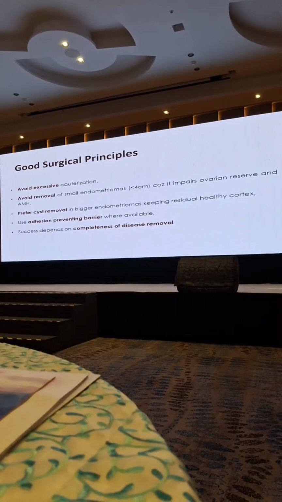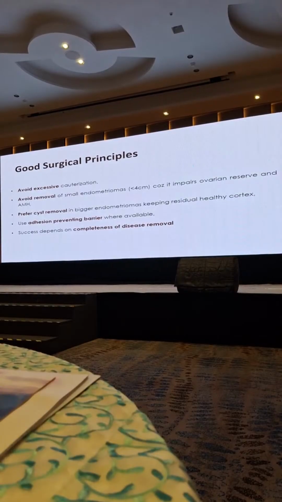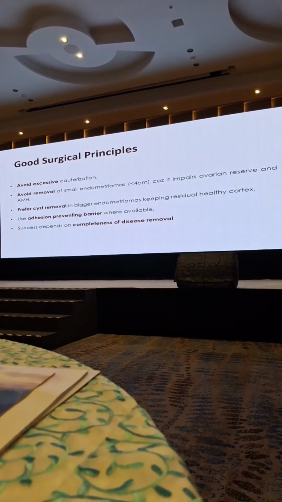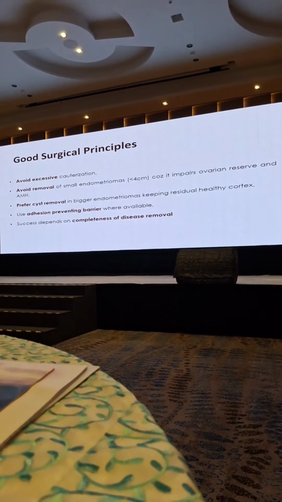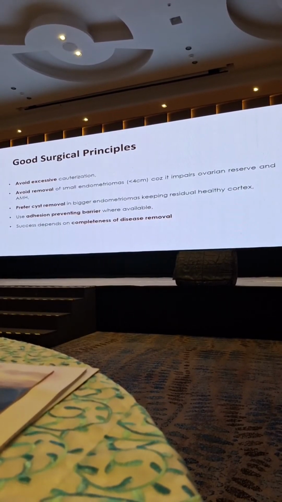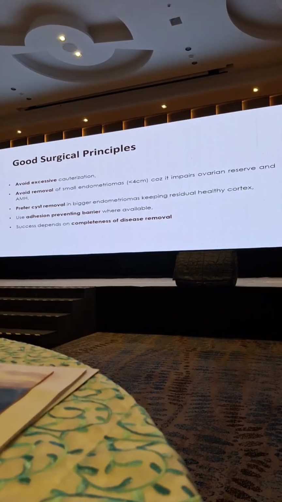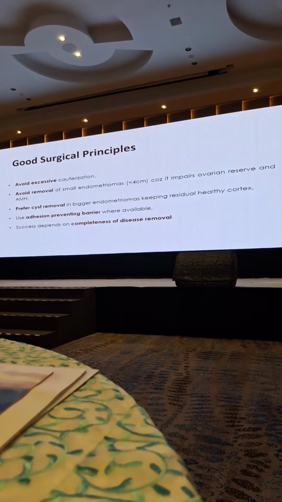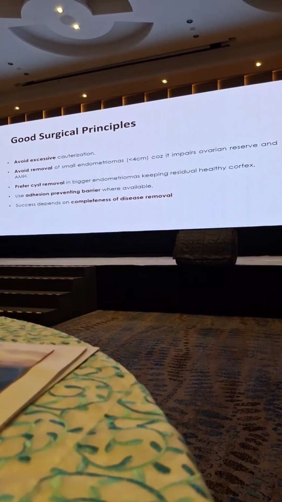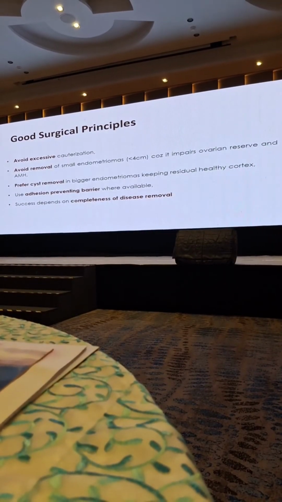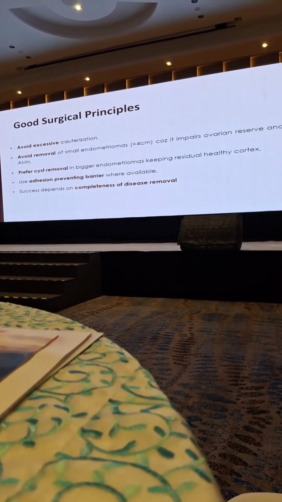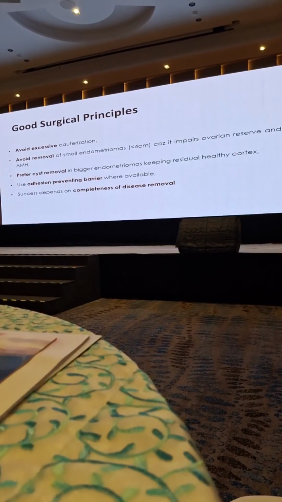And remember, surgery should be one definitive surgery and not a repeat surgery once more, aiming at complete excision of the disease and restoring the pelvic anatomy as much as possible. Avoid excessive cauterization. Avoid removal of small endometriomas less than 4 cm because it impairs ovarian reserve and AMH. Prefer cyst removal in bigger endometriomas, keeping the residual healthy cortex. Use of an adhesion preventing barrier should be done. Success depends on completeness of disease removal, and no recurrent disease should happen after a complete surgery is done.